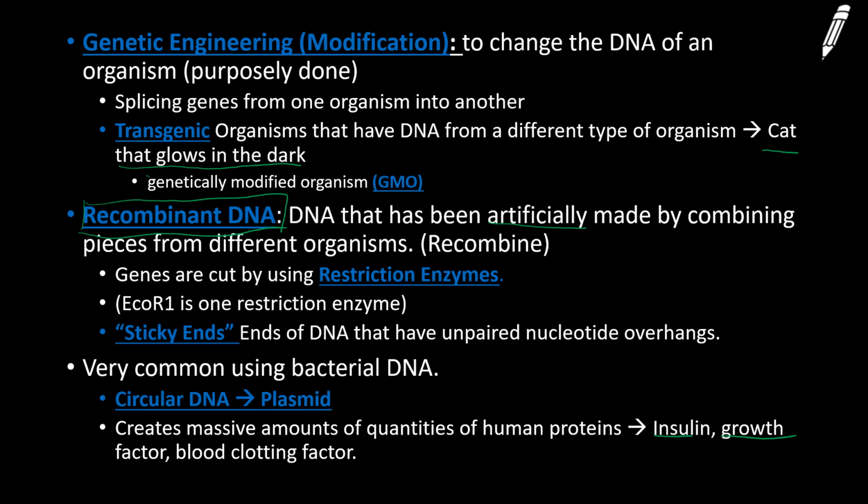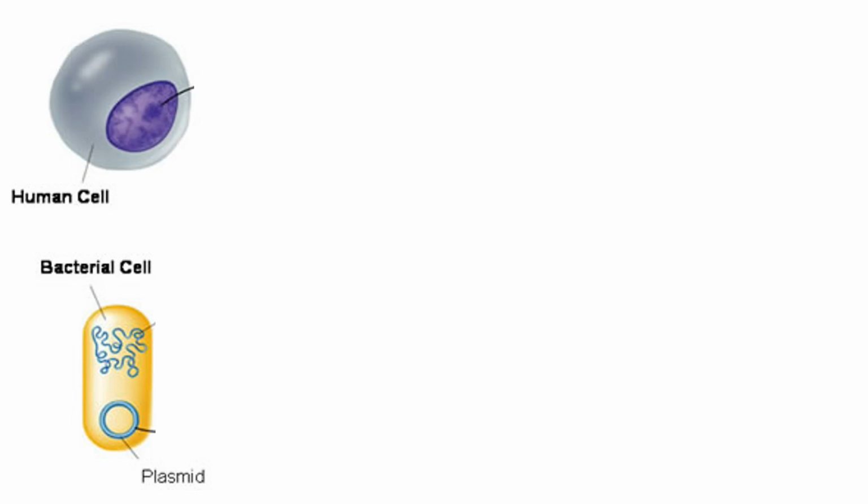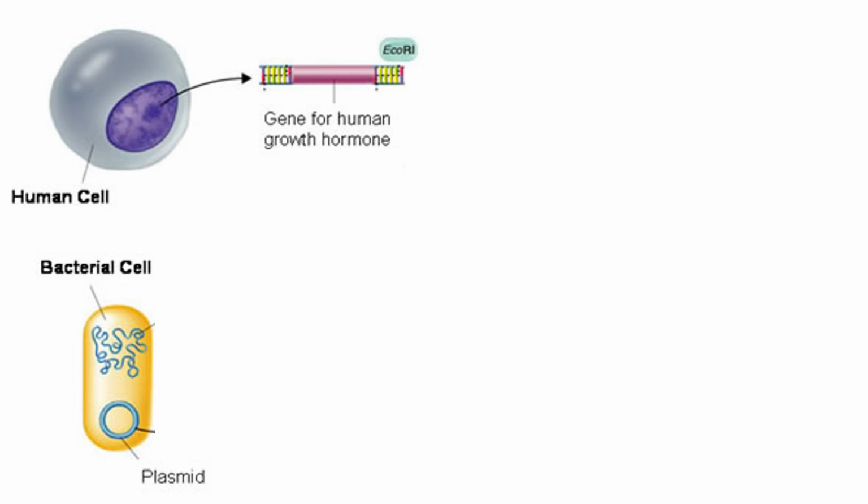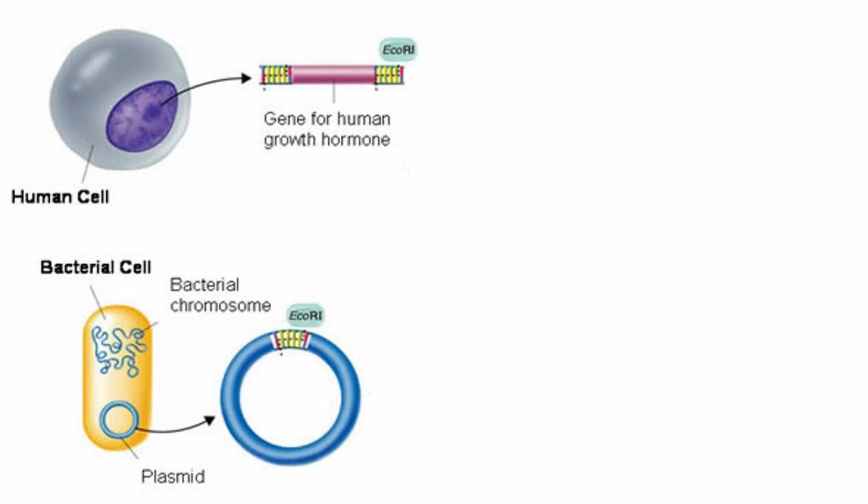Okay, so let's look at an example of how they do this with growth hormone. First we take our human cell and a bacteria cell. And this circular ring right here is the plasmid. That's the piece of DNA that the scientists are going to modify. But before they do that, they have to find the gene. They have to find the segment in the human DNA that codes for growth hormone, so they isolate that first. They find it, and then they give it the restriction enzyme, in this case EcoR1. They do the same to the plasmid DNA, the bacterial DNA. They expose that to the restriction enzyme.